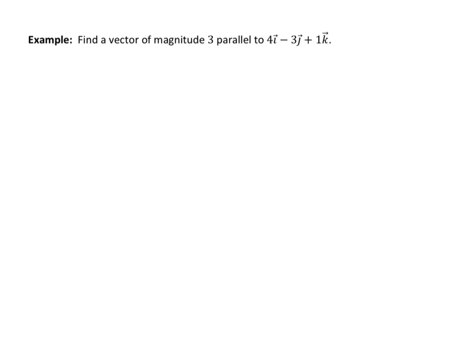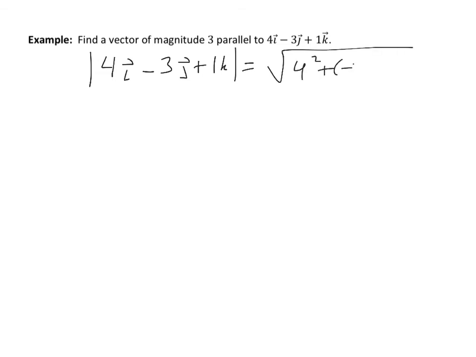My first step in this problem is to find the magnitude of the vector that was given. So I'm going to start by saying that the magnitude of 4i minus 3j plus 1k, let's figure this out. This would be the square root of 4 squared plus negative 3 squared plus 1 squared. That's the square root of 16 plus 9 plus 1.